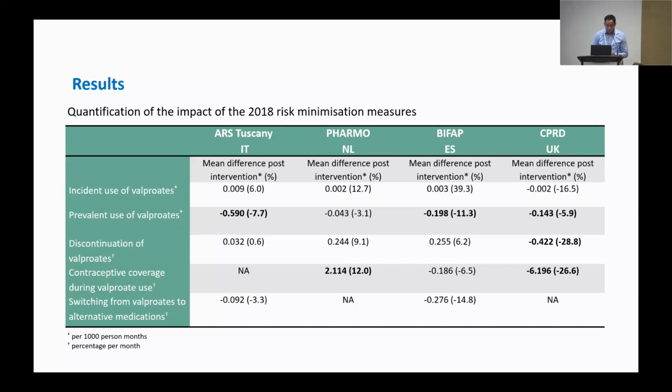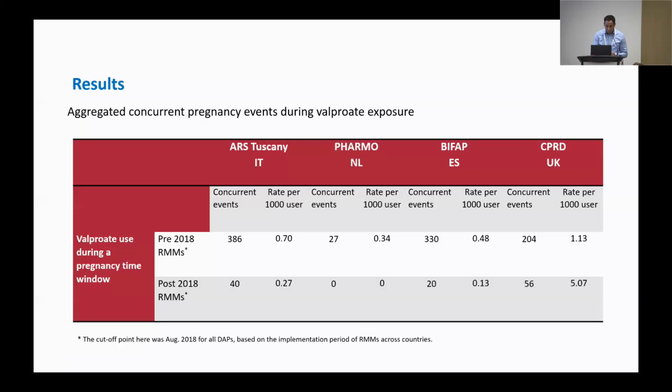Well, for the other objectives, we didn't find many positive associations. It was only for Pharmo, I think, the contraceptive coverage, a 12% increase in contraceptive coverage after the intervention. And this is the last slide of my results. We observed a substantial number of concurrent pregnancies during valproate exposure, almost in all centers. But the good news was that the rates were declining after the intervention in all centers, apart from CPRD, where the rate actually increased.